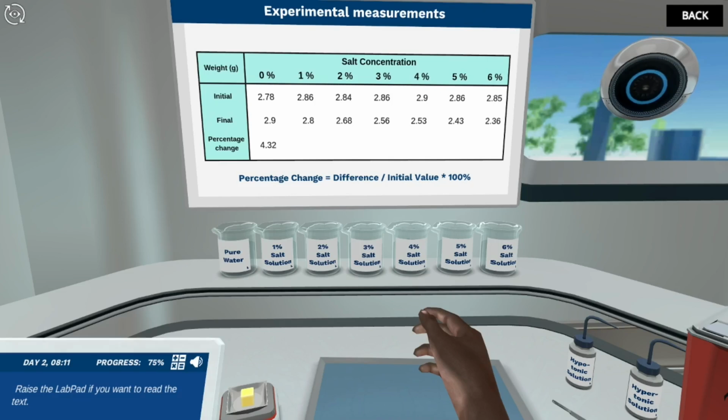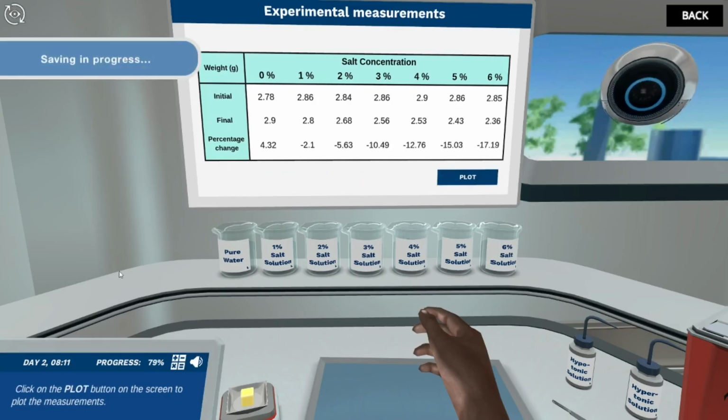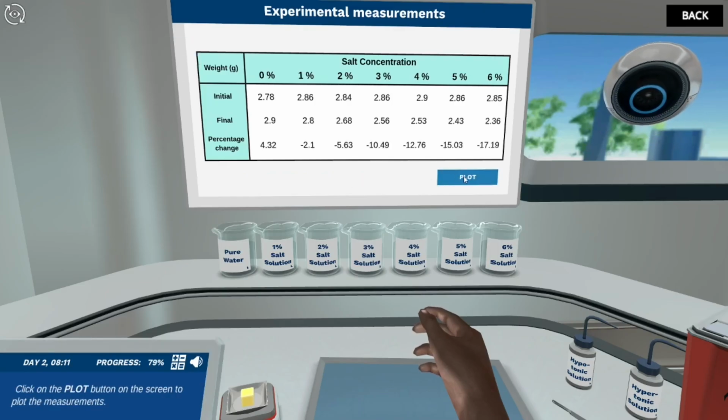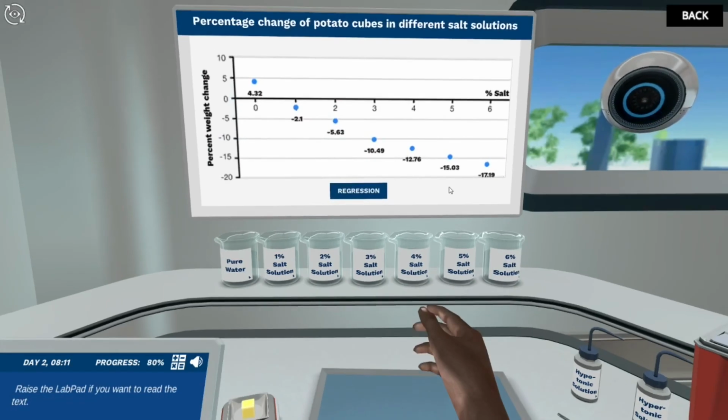I'll calculate the percentage change of the other cubes as well and add them to the table on the screen. Click on the plot button on the screen to plot the measurements. Here we have calculated the percent change for all the cubes. Remember how the cubes were not exactly the same weight? By calculating the percent change, we correct for those small differences.